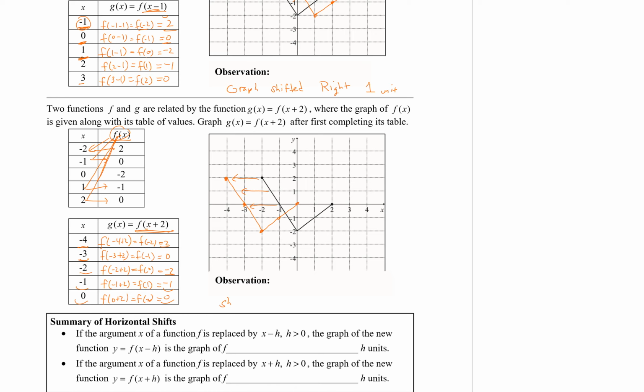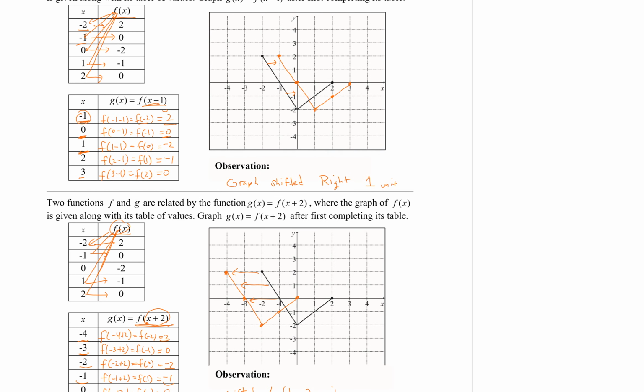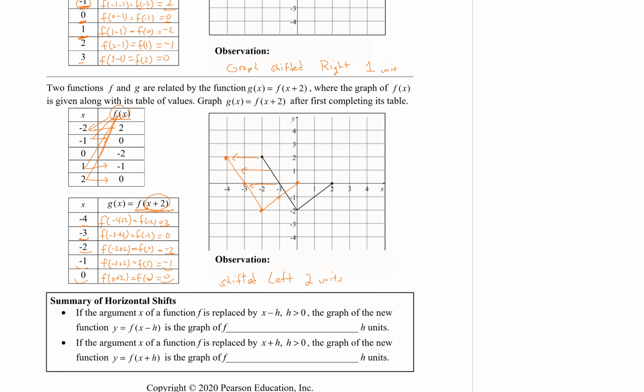It shifted left 2. Well, let me put shifted, right? I guess that's fine. Shifted left 2 units. Now, if you can see what's happening here, when I add 2 to the x, it goes left. When I subtract 1 from the x, it goes right. And it goes the number of units to the left or right by whatever amount it's subtracting, right? And that's the goal, okay?